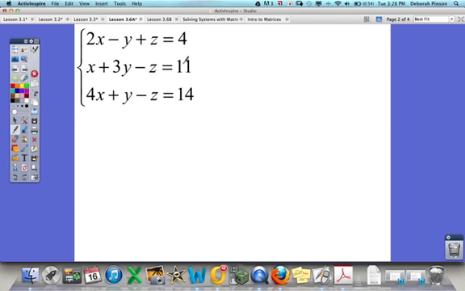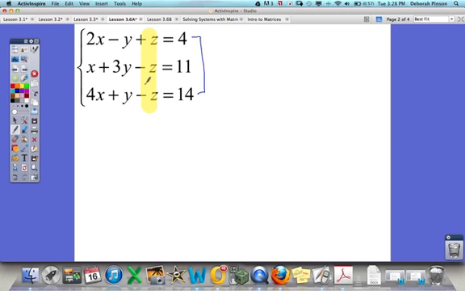So here's the first one. Now what I'm going to do is look at my variables and pick out which one would be easy to use elimination with. If I look at my z's right here, they're pretty good for elimination, because if I were to group these 2 equations together, the z's would cancel out. If I were to group this one with the last one, the z's would also cancel out.